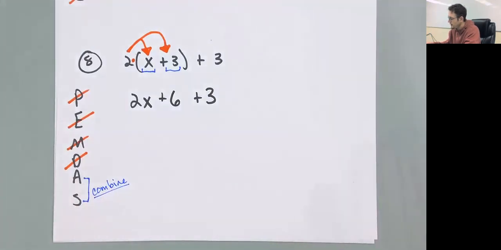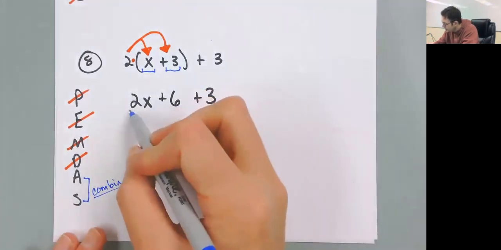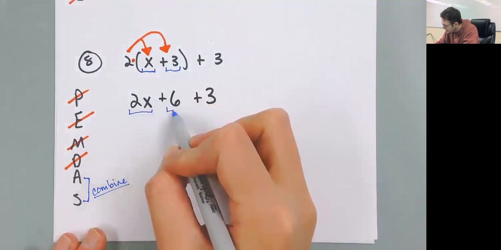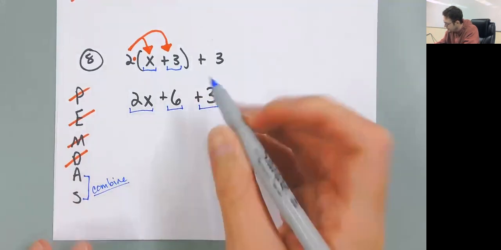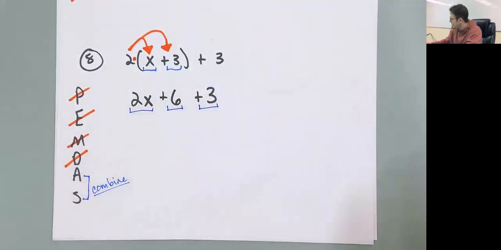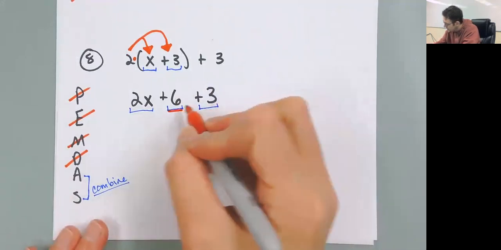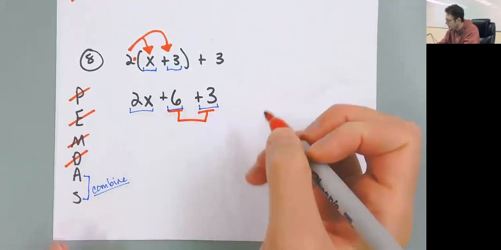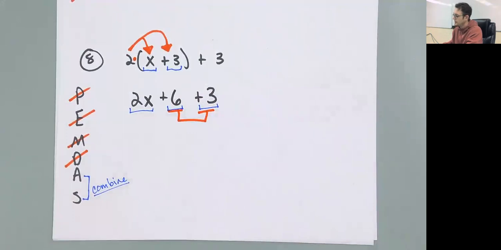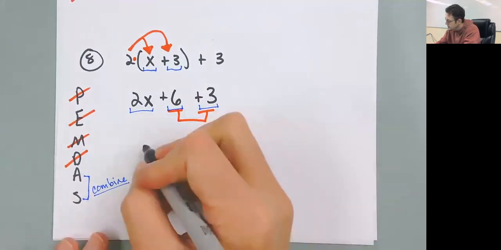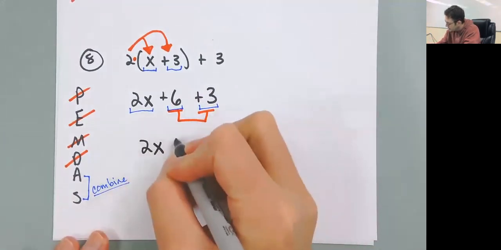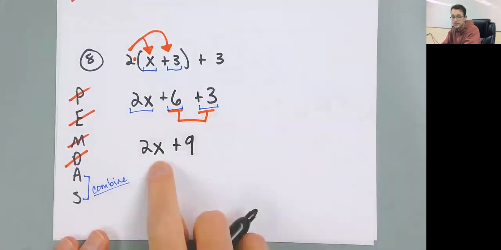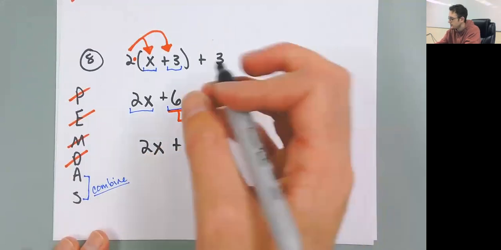All right, and you have to look at your terms. I got this term, and this term. All right, which ones are like terms? Well, this one and this one are like terms. So I'm going to combine them. So I get 2x plus 9. Now this is already in standard form. X's before no X's, so this is your answer.